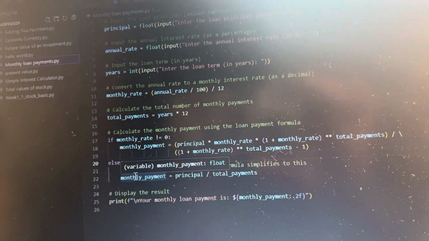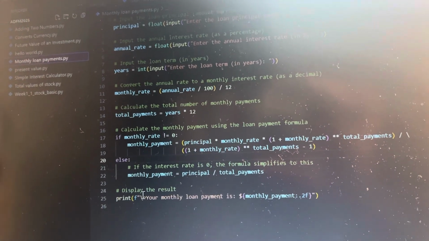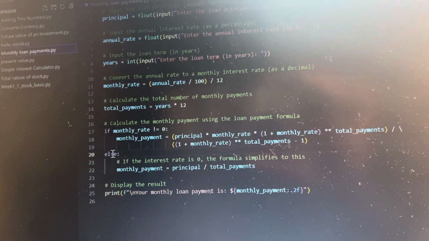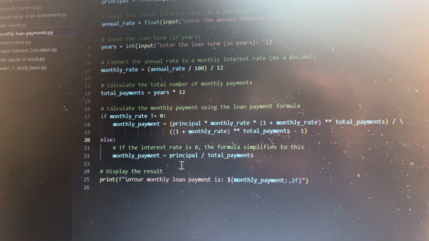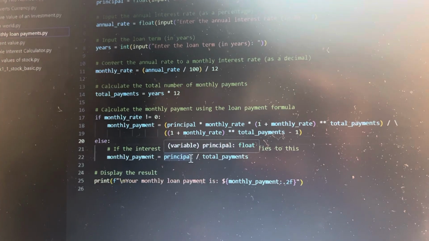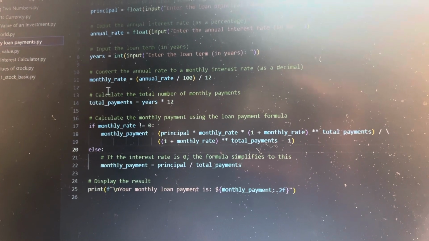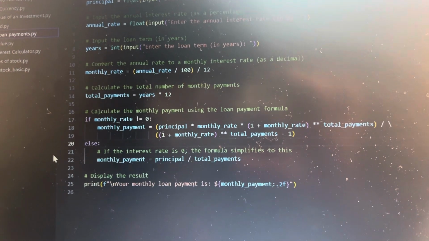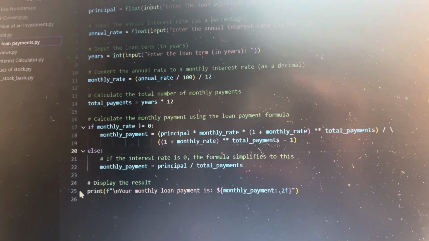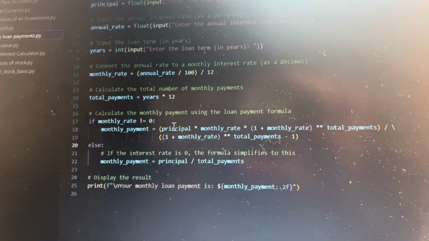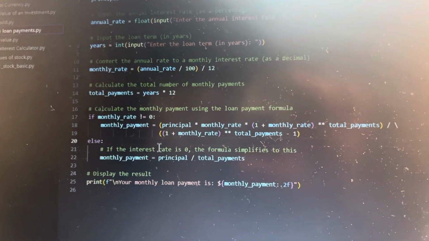Then line 16 is what Python uses in that special case handling, where it takes the principal that we stored up here and divides it by the total number of payments that it calculated in here. Then the last line, line 18, prints the calculated value of whatever equation Python used.